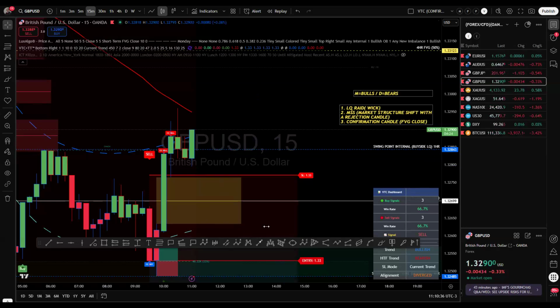All right, so this looks like our manipulation candle here. It looks like we're getting a fair value gap close finally. So it looks like it manipulated the sell side. So we'll see what the next candle does. If the next candle closes with strength, it might be ready to go further down. So we have about 4 minutes.